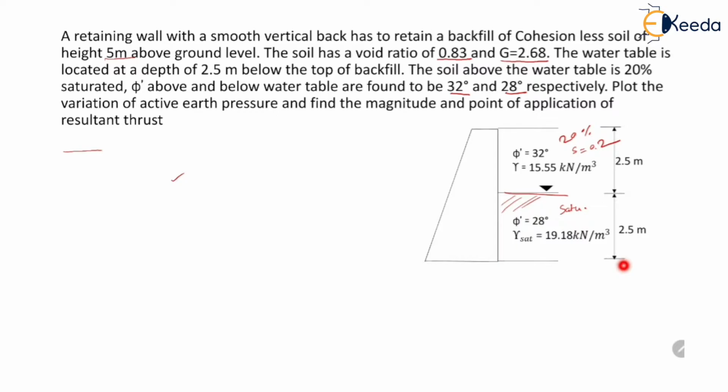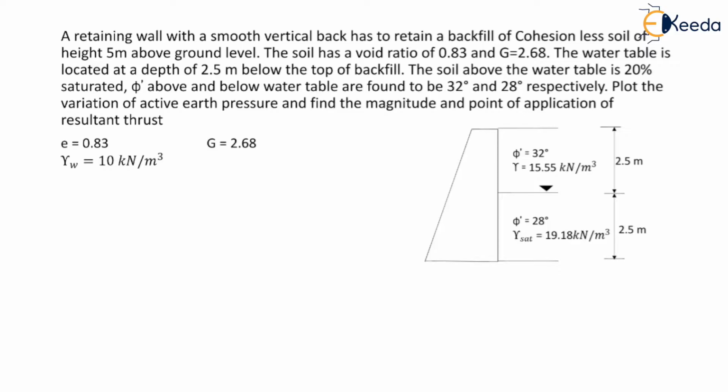The angle of friction is phi dash equal to 28 degree for the soil which is below the water table and phi dash is equal to 32 degree for soil which is above the water table. Now the given data is e equal to 0.83 and the specific gravity G is equal to 2.68. Now let us assume gamma W as 10 kilonewton per meter cube.